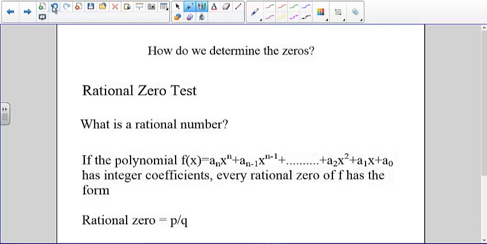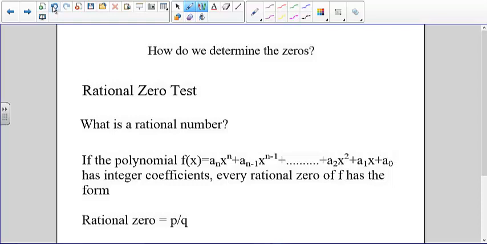So what this test says: if the polynomial f of x is equal to some constant a sub n times x to the n power plus some constant a sub n minus 1 times x to the n minus 1, and so forth, all the way down to a sub 2 x to the second power plus a sub 1 x to the first power plus a sub 0 times x to the 0 power, and the coefficients are integers, then every rational zero, if they exist, of the function has to be of the form p divided by q.